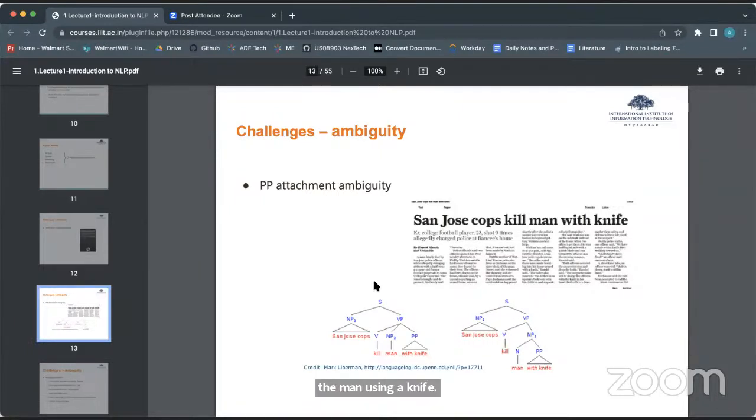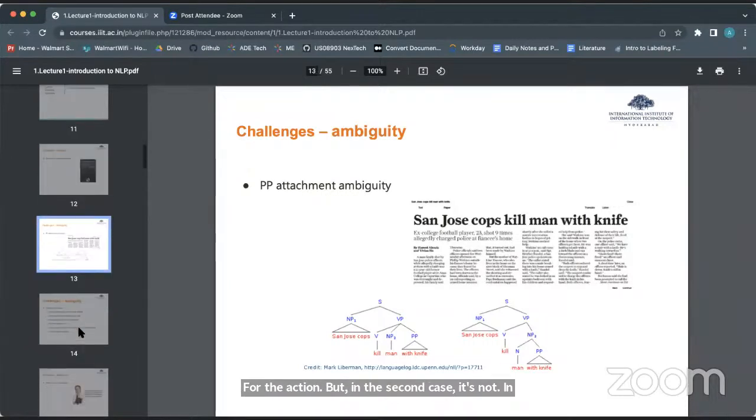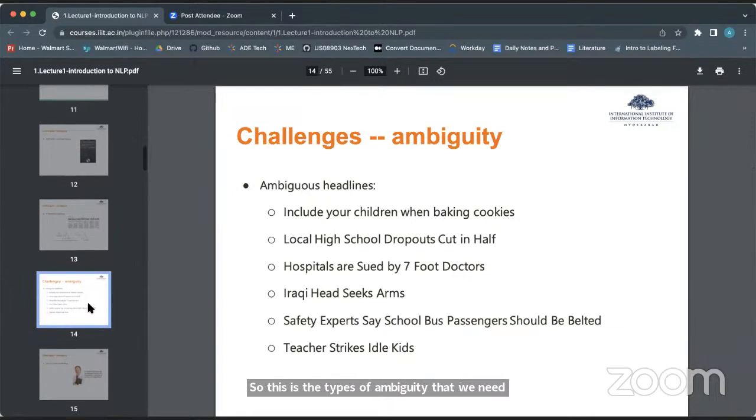So the knife here has two different semantic roles. In the first case, where the cops kill the man using a knife, the knife is acting as an instrument for the action. But in the second case, it's not. It's just an object that the man has. These are the types of ambiguity that we need to resolve while dealing with NLP systems.